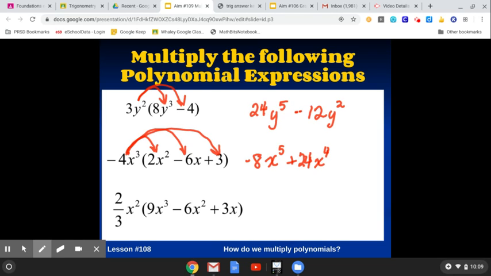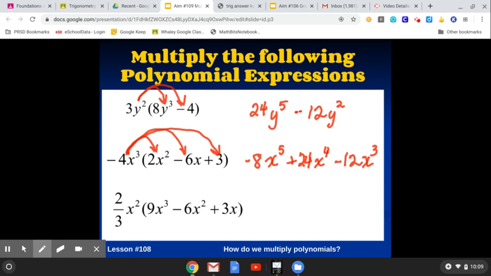Oh, see, this is fun because you get to do 3 of them. Negative 4 times 3 is negative 12. There is no other x, so I just leave it as x to the third. And I'm done. Again, there's no like terms there because none of them have the same exponent.